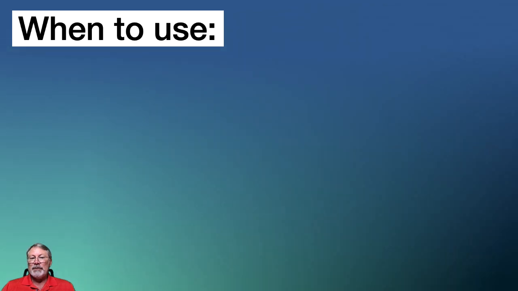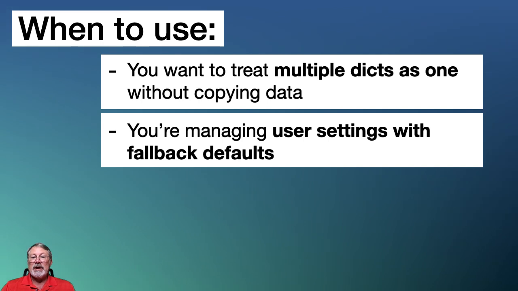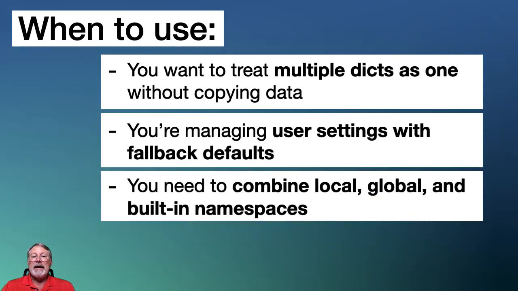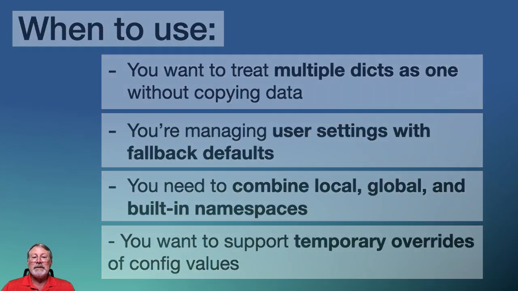ChainMap is perfect when you want to treat multiple dictionaries as one without copying data, when you're managing user settings with fallback defaults, when you need to combine local, global, and built-in namespaces, or you want to support temporary overrides of config values. Basically, it's great for situations where priority and fallback logic is needed.